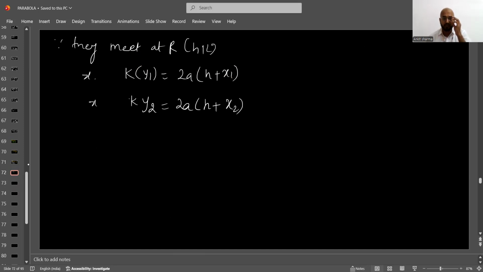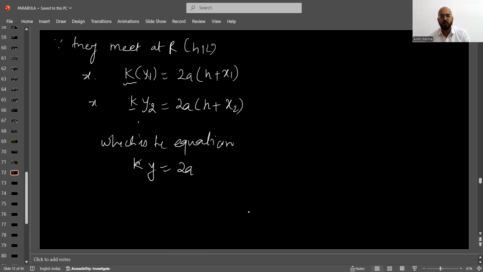Now, from these two, if you notice, this k becomes fixed, and now this y1 and y2 are varying. That means this is the equation of a line, basically. So which line can I write down now? If I choose y1, y2 as variables, I'll be having here k into y is equal to 2a into x plus h. This is what I'm going to have.